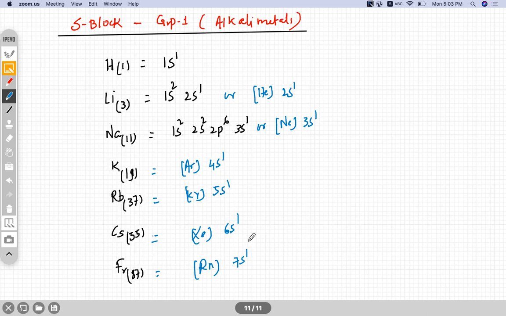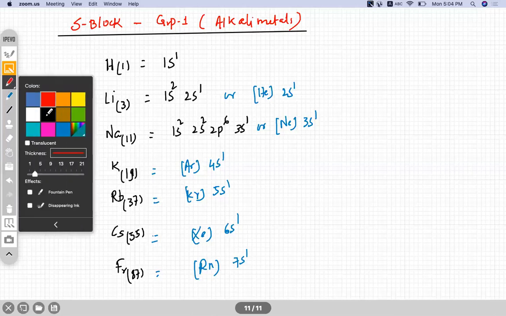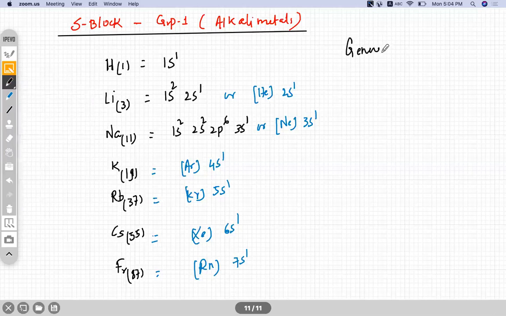Since we can have only two electrons in the s orbital, we have only two groups in s block, group one and group two, because there are only two possible configurations: either s1 or s2. Group one has s1 configuration in the outermost shell, and group two has s2 configuration in the outermost shell. This is how we define the blocks of given elements. The general outermost electronic configuration of group one is ns1, where n is the period of the element.